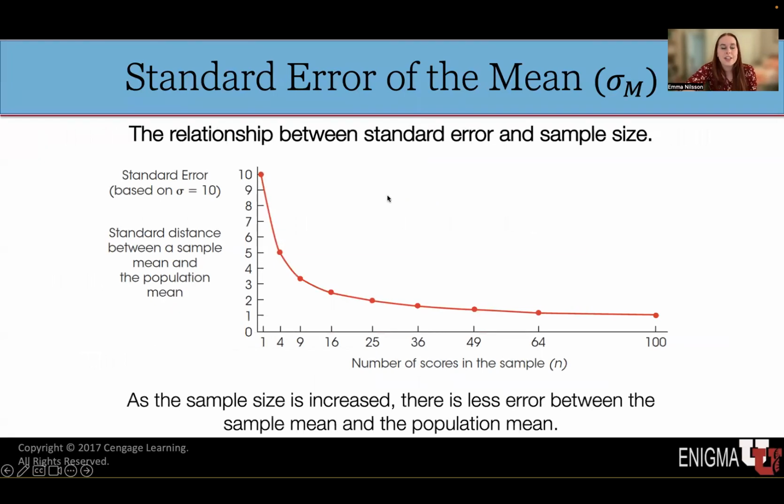This is just a graph that shows the relationship between the sample size and the standard error. Like we said before, as the sample size increases, there's going to be less error between the sample mean and the population mean, which means that standard error, which measures this, is going to decrease. And it decreases very quickly. Exponentially, one would say.